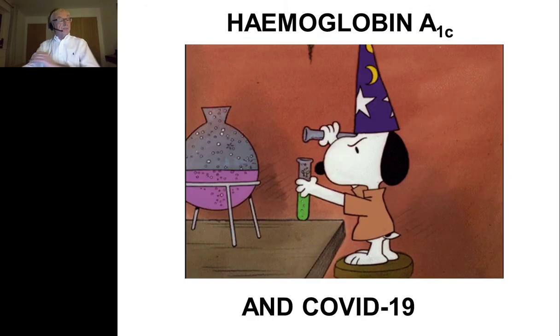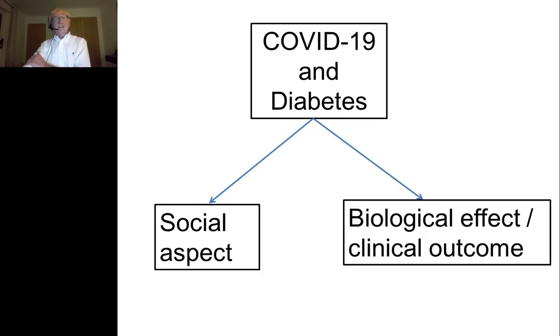So just to finish, to be topical, let's look at hemoglobin A1c, diabetes, and COVID-19. To my mind, COVID-19 and diabetes has two effects. The social aspects. We are seeing a problem with our patients now because patients are not seeking medical attention. They're not coming into clinics or hospital to have their diabetes looked at. This could have a long-term effect on the control of the patient with diabetes.